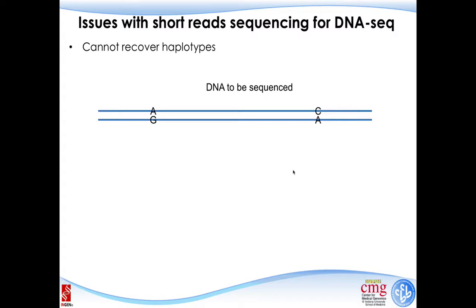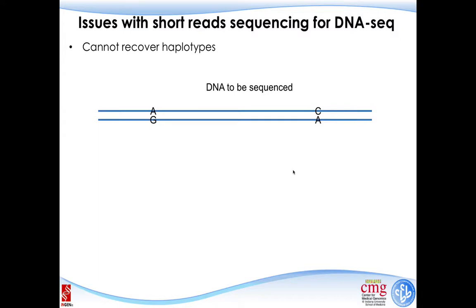Okay, so far, for the whole genome sequencing, the whole exome sequencing, and the pooled sequencing, what we talk about is always using the Illumina sequencing platform, which produces short reads. What's the problem with that?